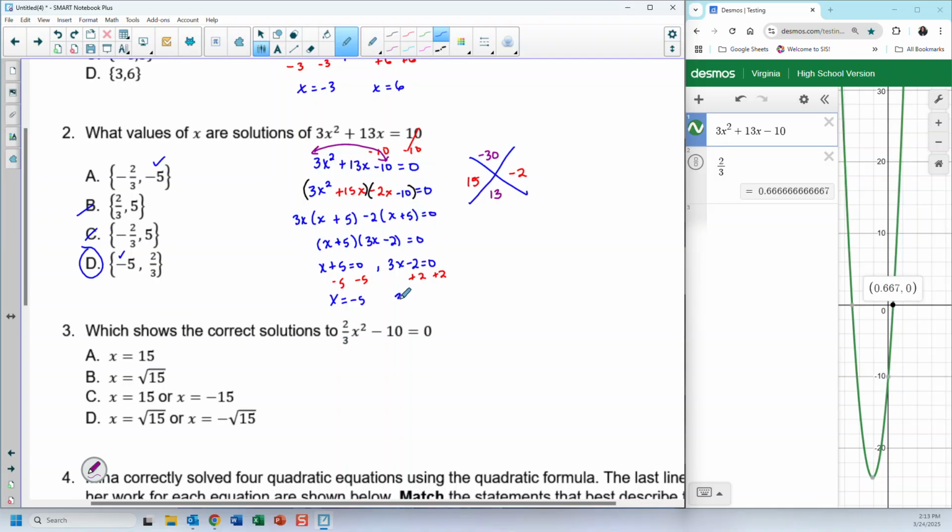And then the other one, we're going to add 2 on both sides first. So this is 3x equals 2. And then we're going to divide by 3 on both sides. So you have x equals positive 2/3, which is what we have here.